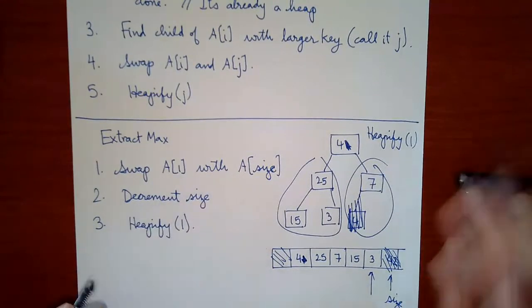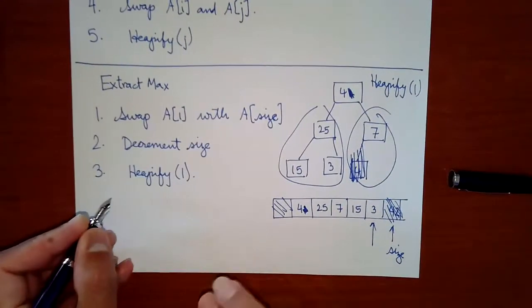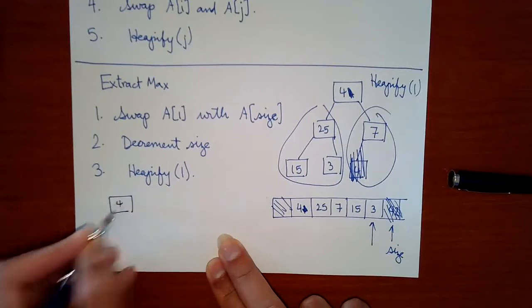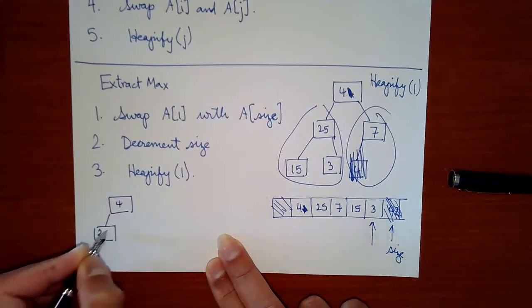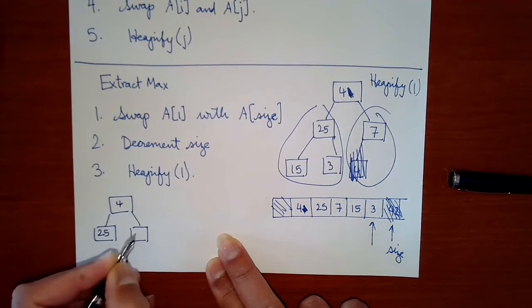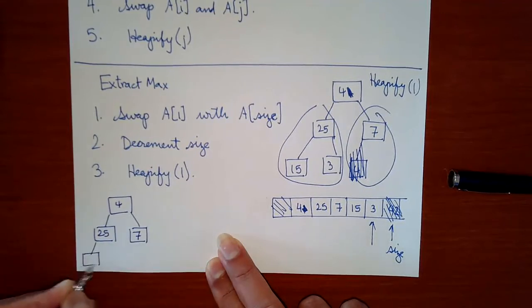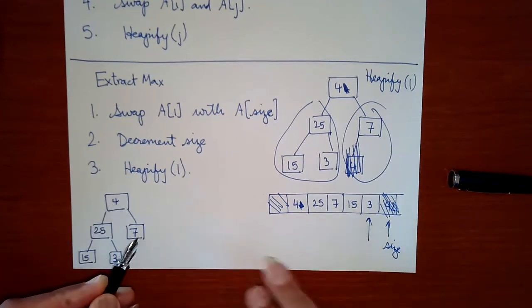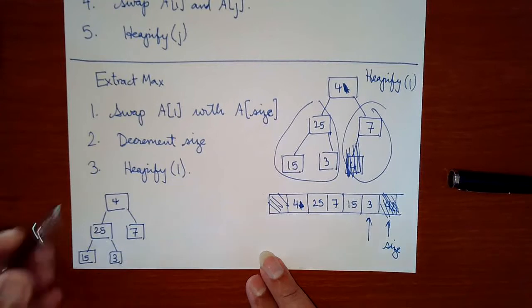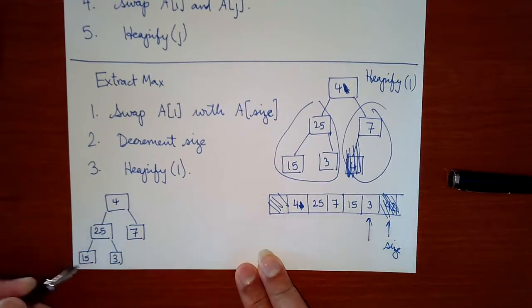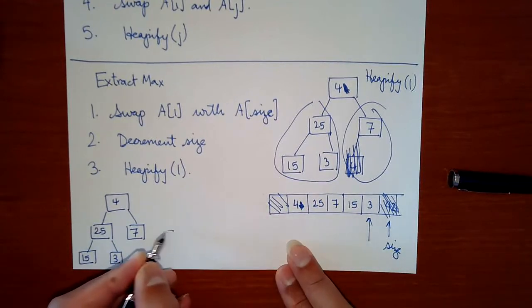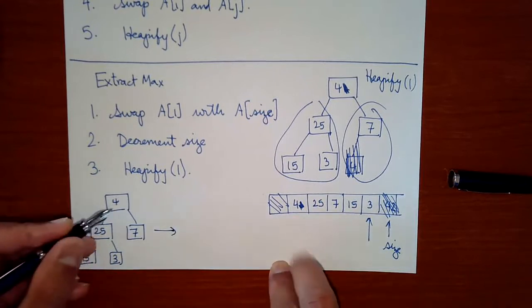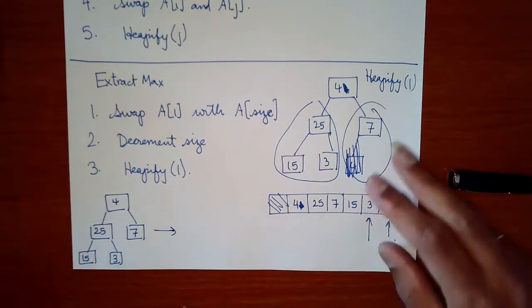Okay, so let's look at this example here. I'm just going to draw 4, 25, 7, 15, 3. You see that 4 has to swap with the 25. It cannot swap with the 7. So 4 is going to swap with the 25, and then with the 15. That is what Heapify does, because Heapify just swaps it with the larger child.